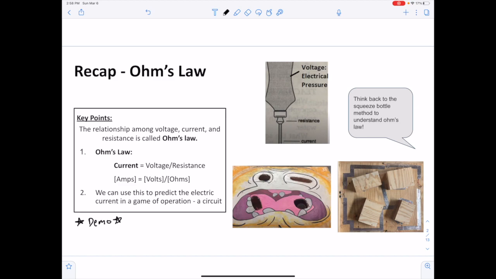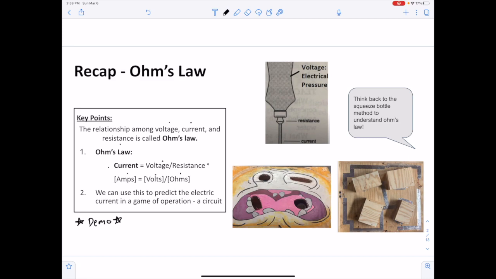This was a law that represented the relationship between electrical pressure, the flow of electrons, electrical current, and the electrical resistance that different materials have as electricity goes through them. And Ohm's law in equation form was current equals voltage divided by resistance. Our units are amps, volts for voltage, and ohms for resistance. And we can use this to predict electric current, how much electricity our different devices use.